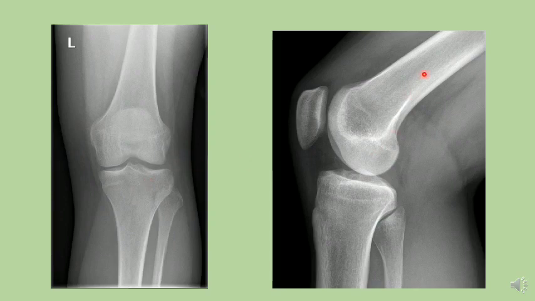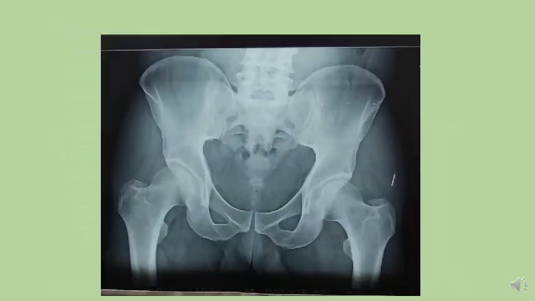And this is the lateral view. I cannot determine the side here because it is separate X-ray. This is lower end of femur, this is patella, tibia and fibula. This is in flex position. This is lateral view.